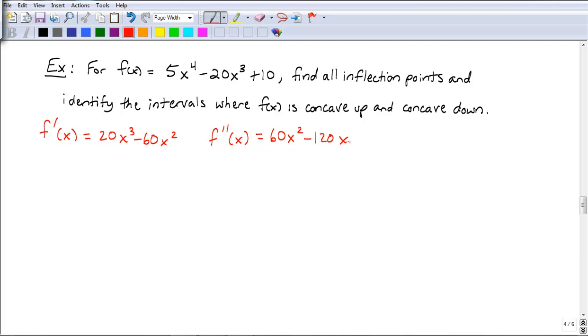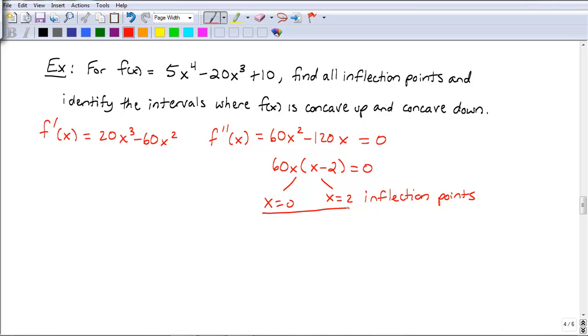That's defined everywhere. There's no place where it's undefined. So I'm just going to set it equal to 0. I can factor out a 60x, and I get x minus 2 when I do that. And so I get either x is 0 or x is 2. These are my inflection points. They're where the second derivative is 0. When the first derivative was 0, those are critical points. Where the second derivative is 0, those are inflection points, also undefined.